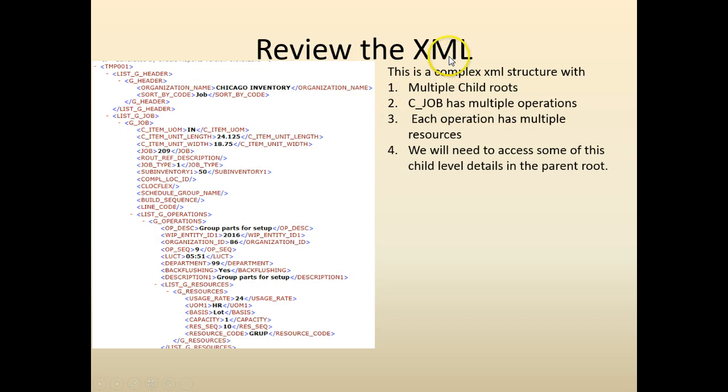Here is the XML that'll be used for building the report. As you notice, it has multiple child elements, and there is a root element called gjob. Underneath that there are operations, and for each operations there are resources. So you can have multiple levels within the same XML. For us, G resources holds the last level.